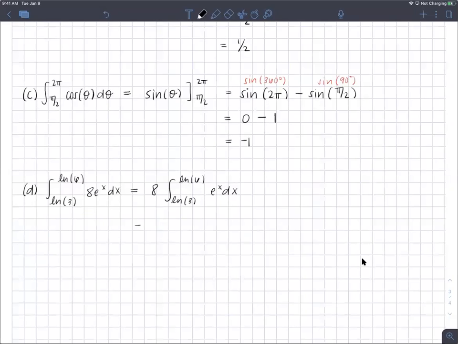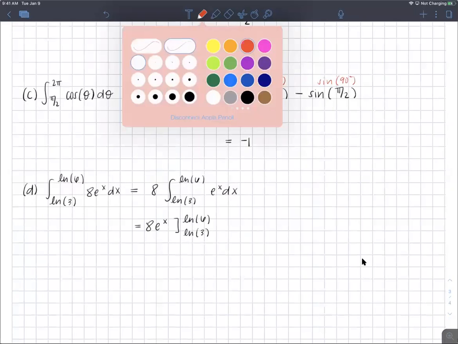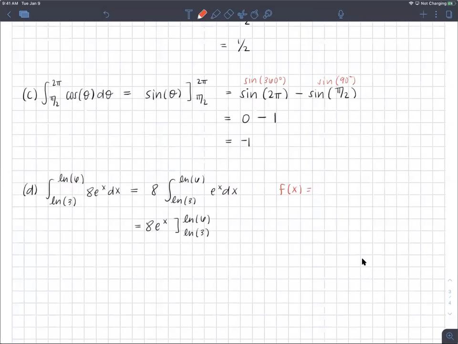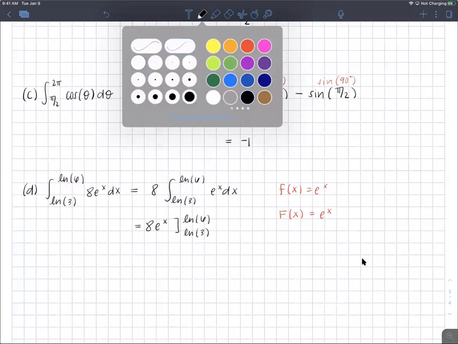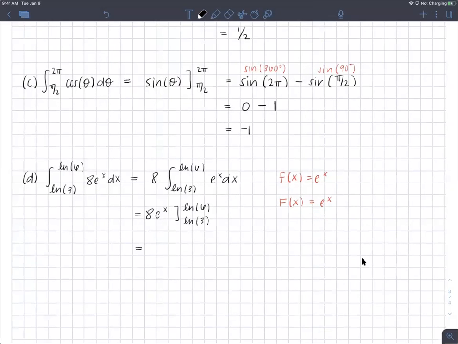And so here, you're going to have 8e to the x evaluated from ln of 3 to ln of 6. And so here, real quick, let me just write this out. So if little f of x is equal to e to the x, then so is capital F of x, right? Here, you're going to have 8e to the power of ln of 6 minus 8e to the power of ln 3.